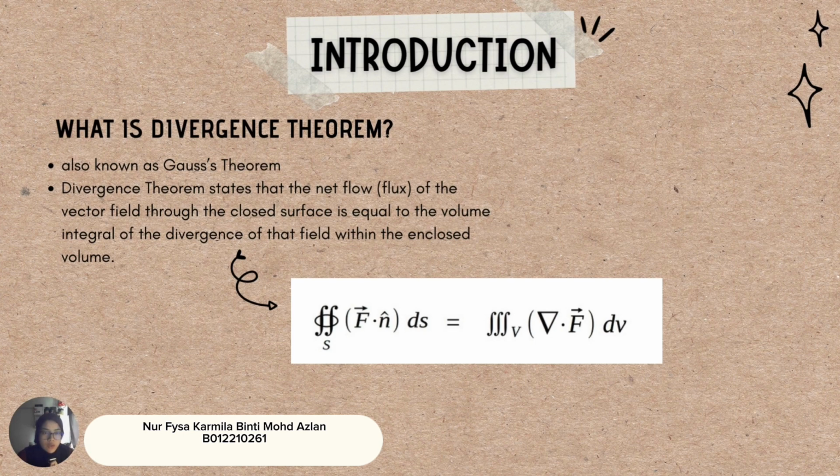So the introduction of divergence theorem. What is divergence theorem? Divergence theorem is also known as Gauss theorem. This divergence theorem states that the net flow flux of the vector field through the closed surface is equal to the volume integral of the divergence of that field within the enclosed volume. So, this is the formula for divergence theorem.